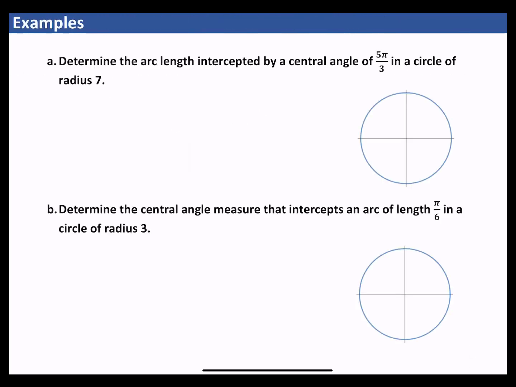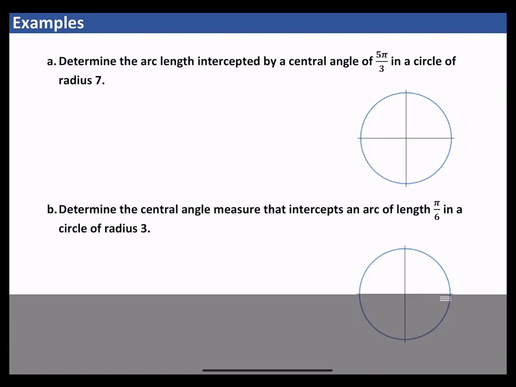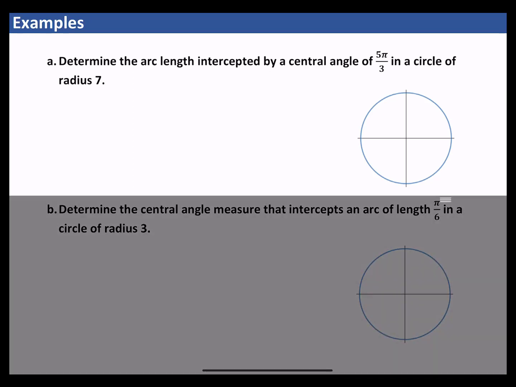So our first example says, determine the arc length intercepted by a central angle of 5 pi over 3 in a circle of radius 7. So we know a couple things here. We know that s, the arc length, equals the radius times the angle theta measured in radians. It says determine the arc length, so we're trying to find s. We know the central angle is 5 pi over 3, and we know the radius is 7.